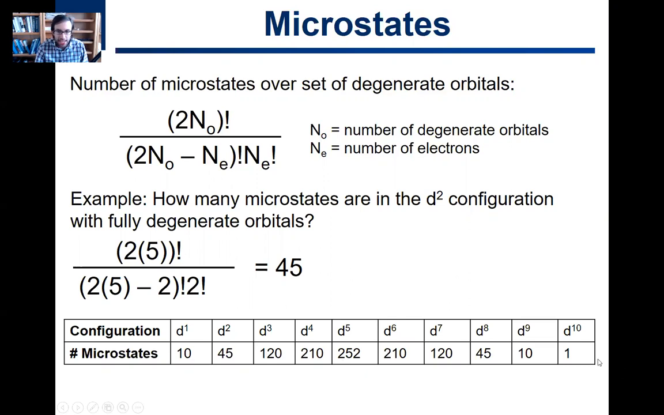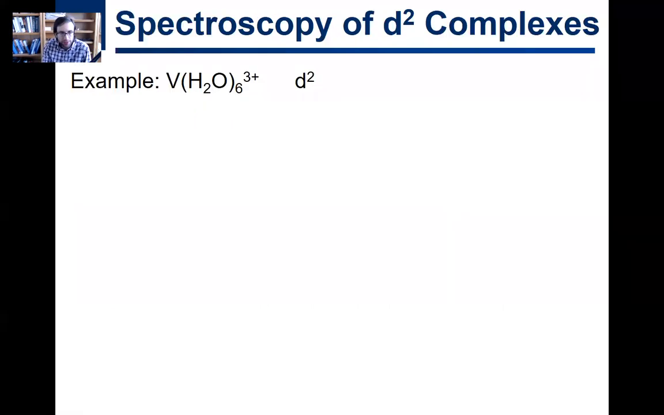We did that. d10 is just going to have 1, right? Totally filled. d0 also has 1, right? Totally empty. d1 has 10. d9 has 10, right? Because you can have that one gap, that one hole, in 10 different locations. So you can see d2 and d8 have the same. So 10 minus n has the same number of microstates as n. So there's some symmetry here in this table.